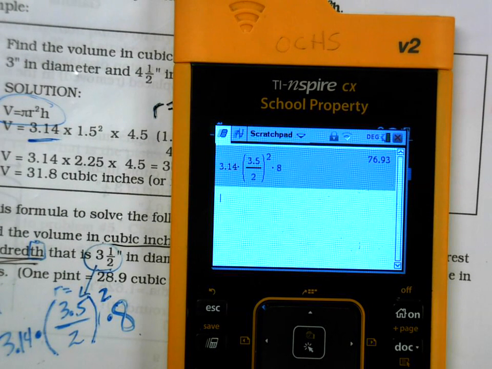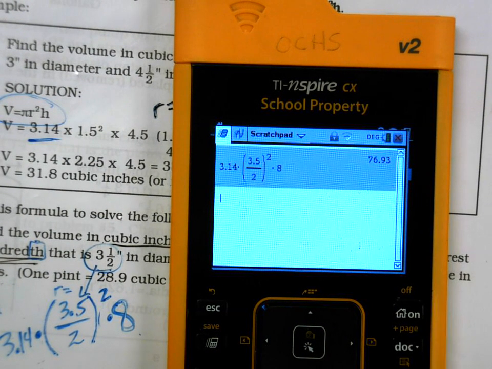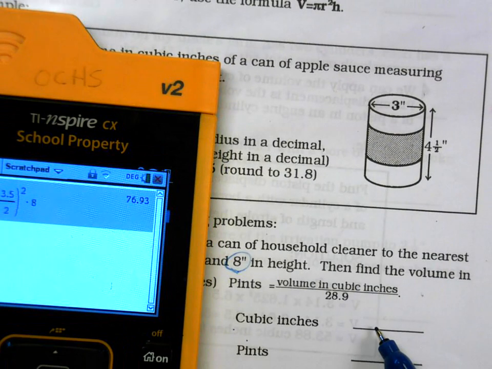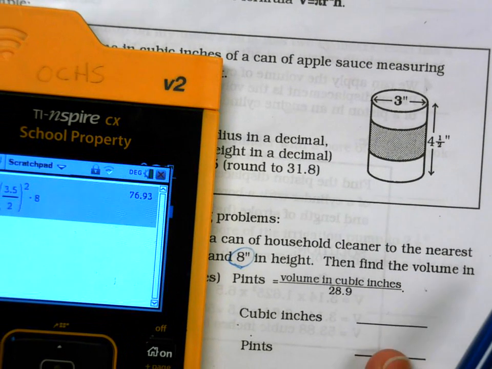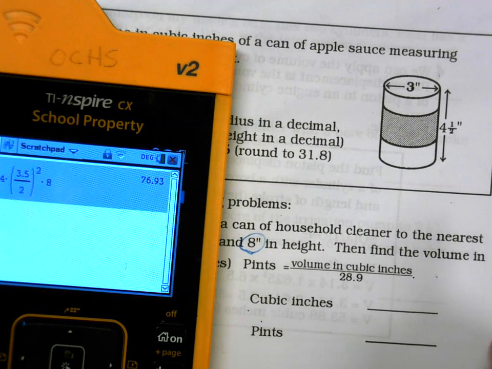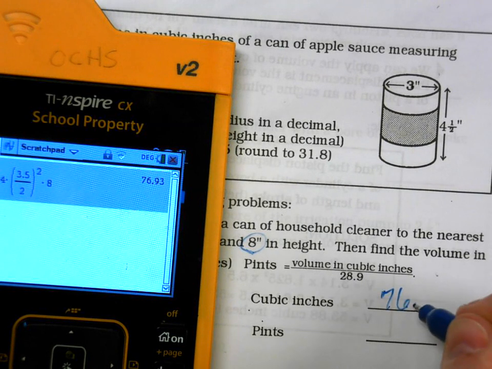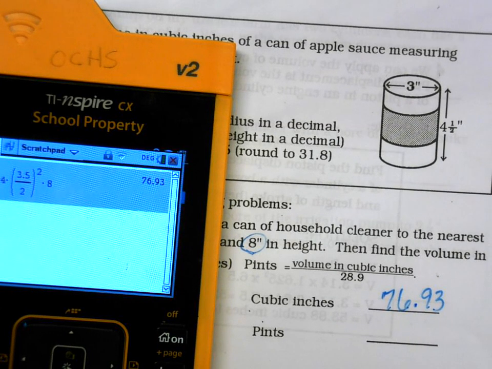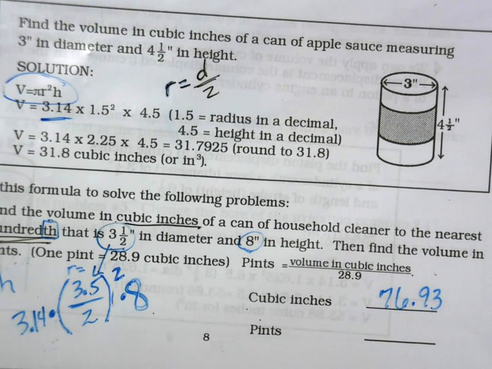Hit enter. Well, it gives it to us to the nearest hundredth. It gives it only 2 decimal places. So what's my answer in this blank going to be? Can you read that? 76.93. That is my cubic inches.